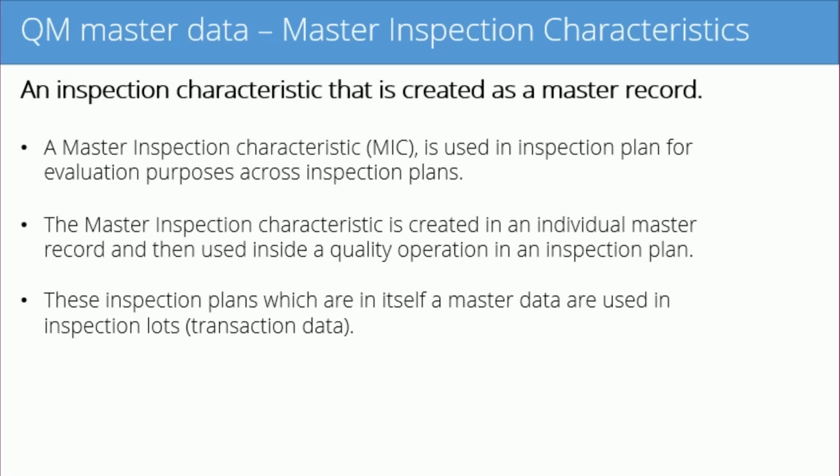Now let us see some of the master data of quality management in detail. Let's start with master inspection characteristics. What is a master inspection characteristic? An inspection characteristic that is created as a master record is called a master inspection characteristic. We call it MIC in short.